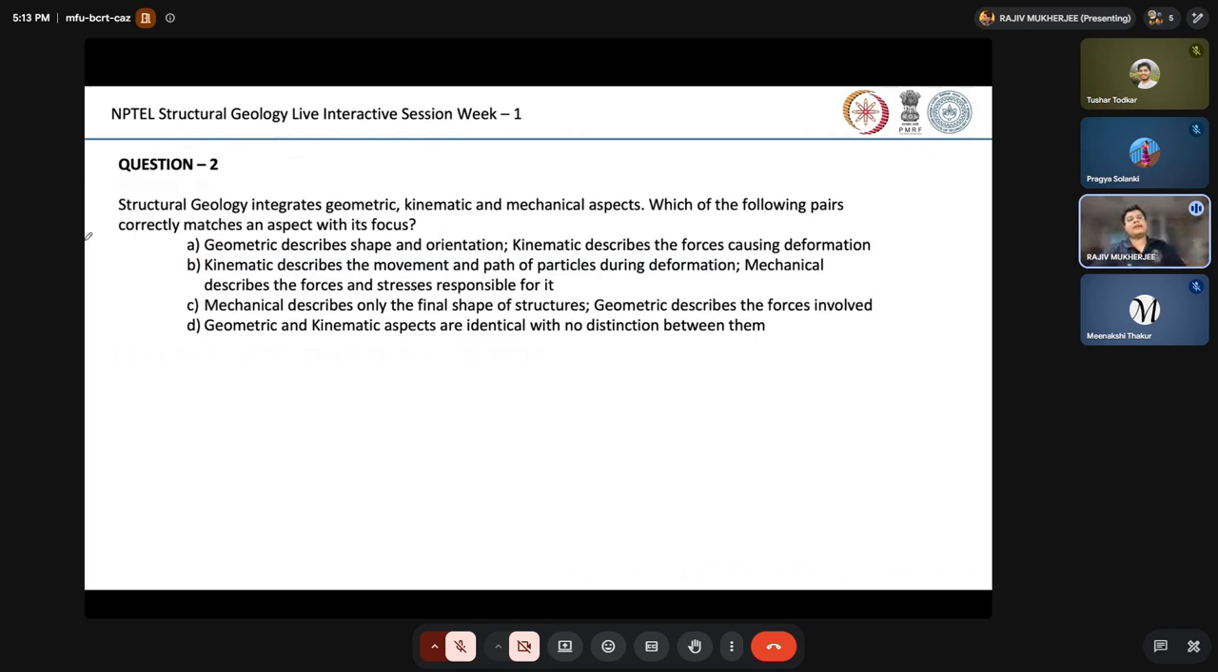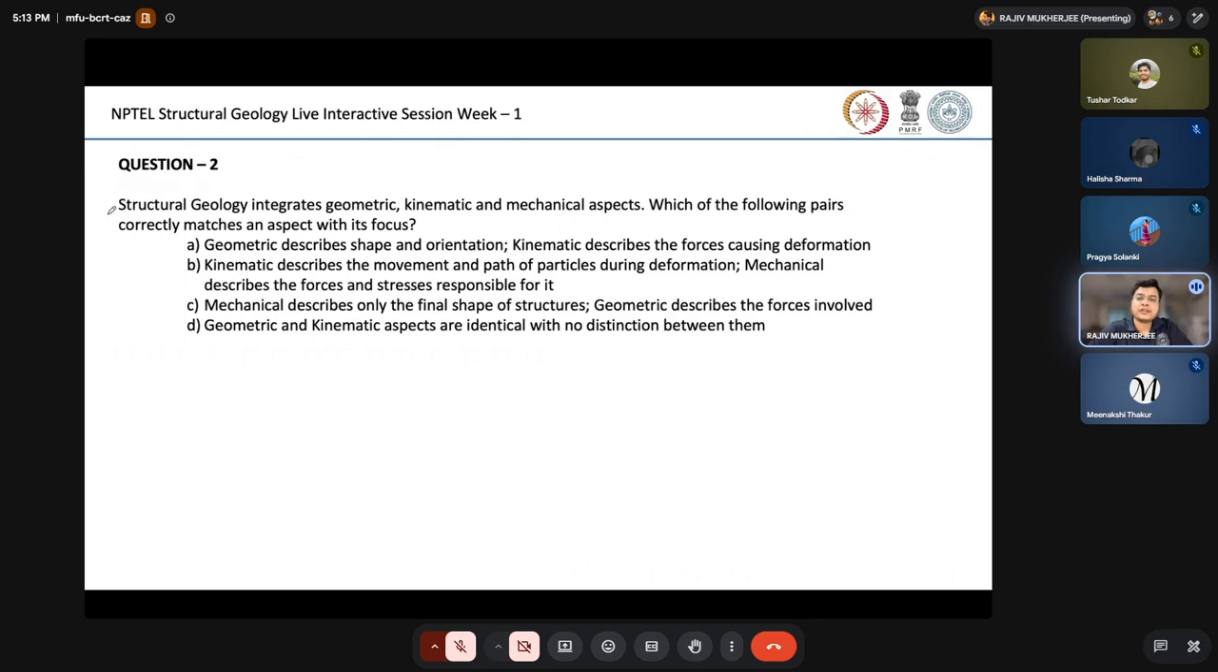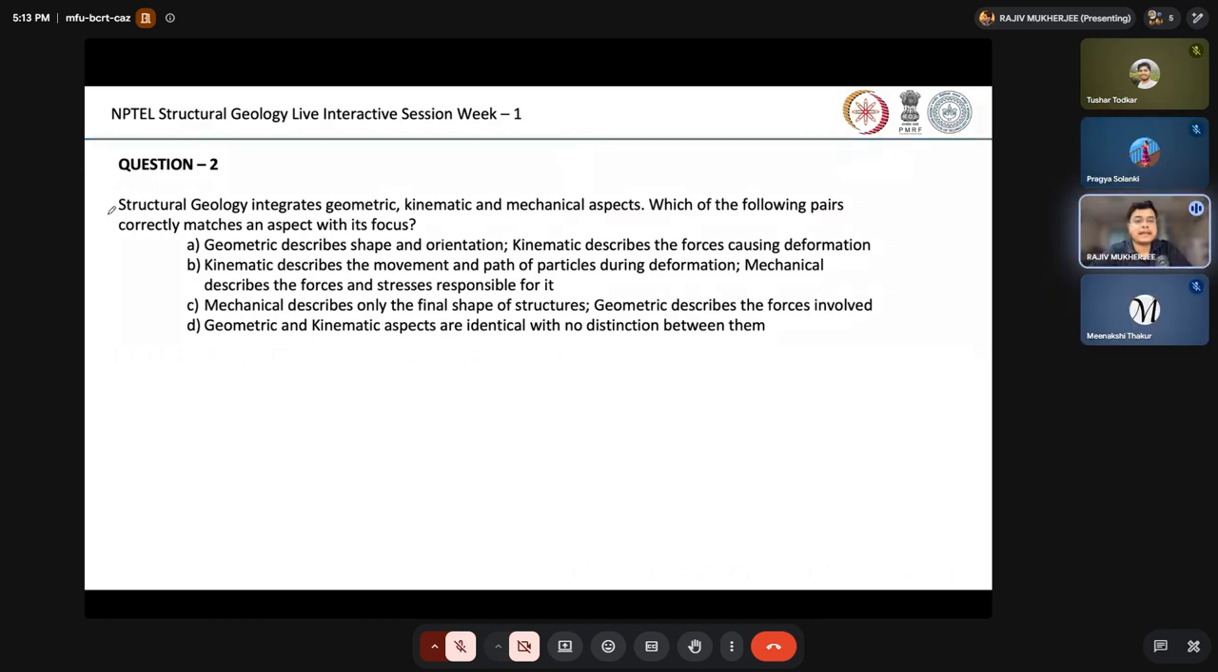Okay, so in a similar manner, as I have already mentioned, structural geology is the study of structures, and to study structures we need to first observe the geometry, right? And upon observing the geometry we then try to infer what is actually happening. So on that note, the second question says that structural geology integrates geometric, kinematic, and mechanical aspects. Which of the following pairs correctly matches an aspect with its focus?